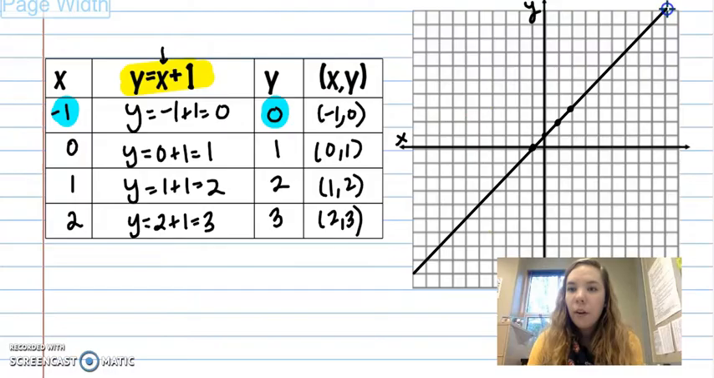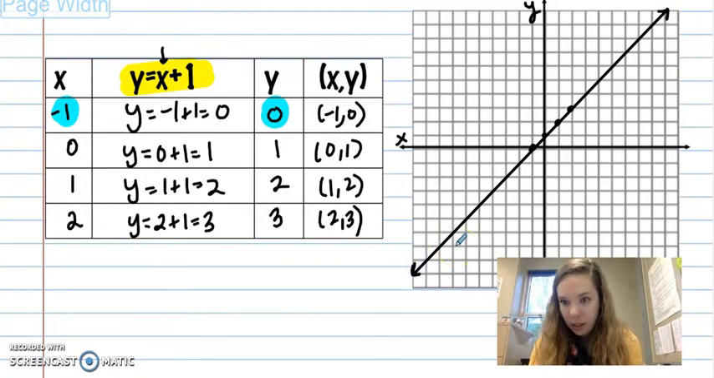Lines go on forever, so it's really important that we make them take up the entire space and have arrows on the end. Okay? It goes on forever. It is not just one short little line right in here where my points are. If you are not able to draw a line through your points, then you need to go back and check your work because odds are that you made a mistake when you're looking for your y. So again, you should have the table and the graph in your notes. And now we're going to try another one.